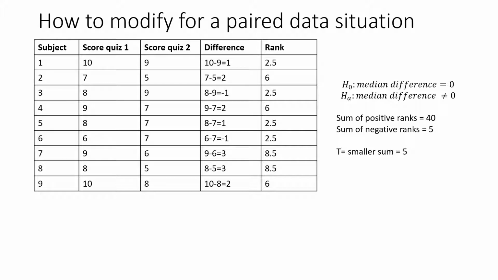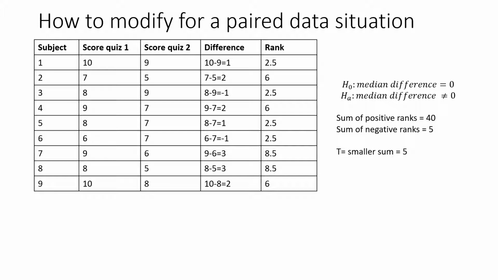Let's look at how to modify this for a paired data type of situation. Here I have a situation where I have 9 subjects. They each took 2 quizzes, and I have their scores on each quiz. Since it's the same subjects taking each quiz, I can calculate the difference for each subject. Once I calculate those differences, I rank the absolute values of the differences. I would calculate the sum of the positive ranks and the sum of the negative ranks.